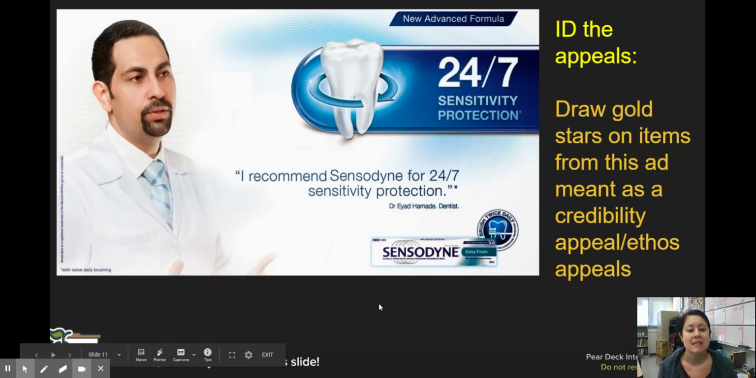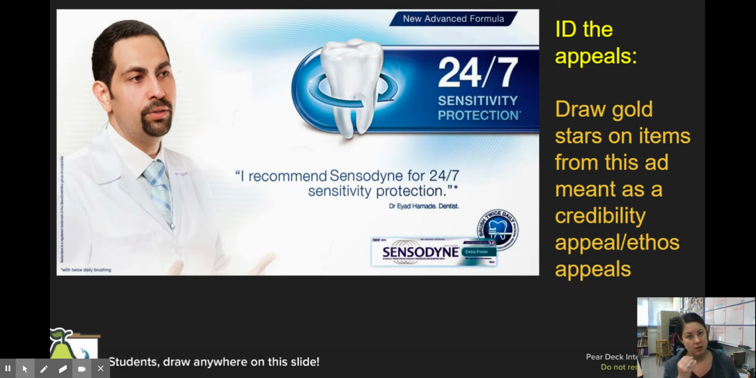Looking for credibility and ethos appeals here. So look at him. He's in a white coat. He's a dentist. Clearly, he's got a very serious, stern educational face. This is happening 24 hours, 7 days a week of protection. We had this quote from the dentist himself, letting you know that, yes, he's a real medical professional and that you can trust his opinion about this particular product.